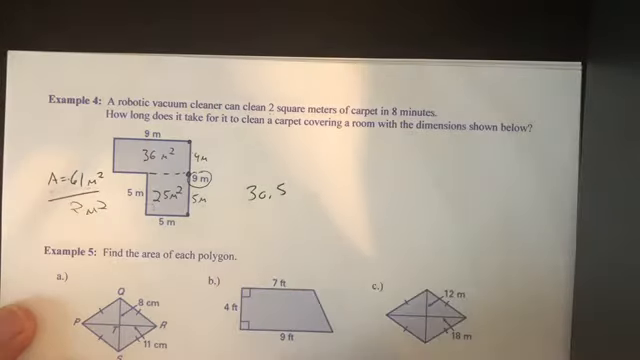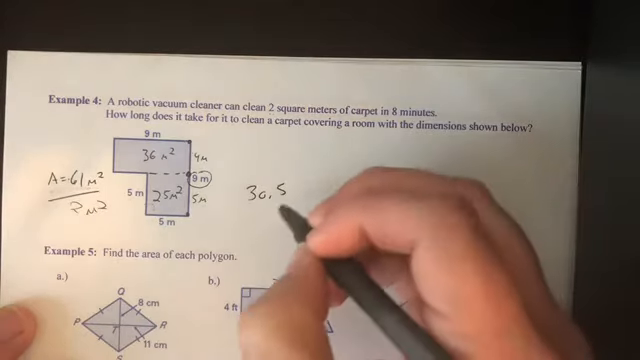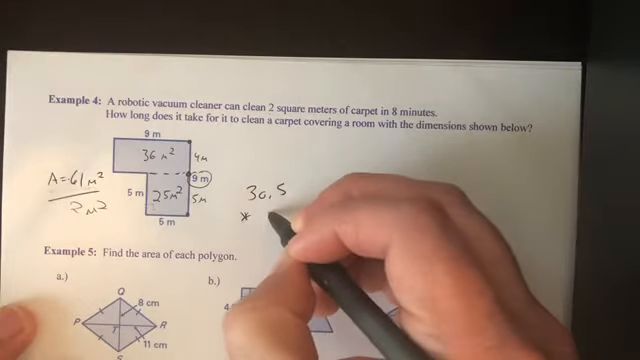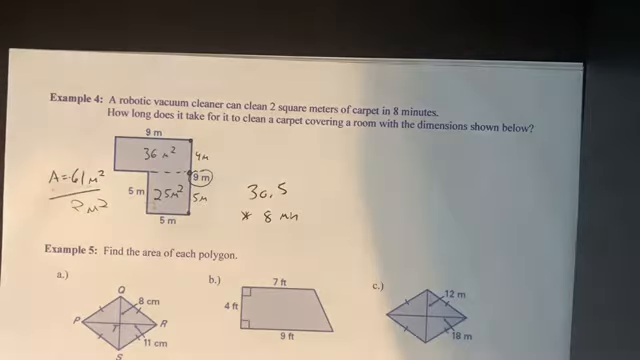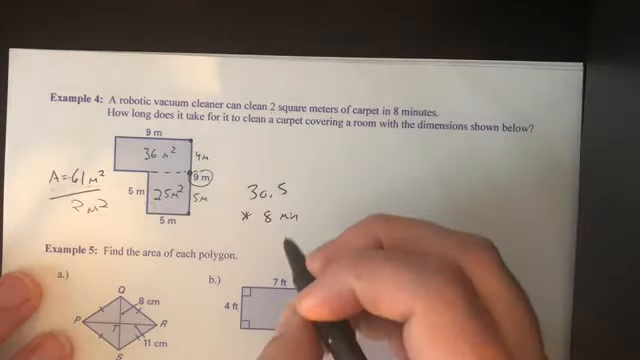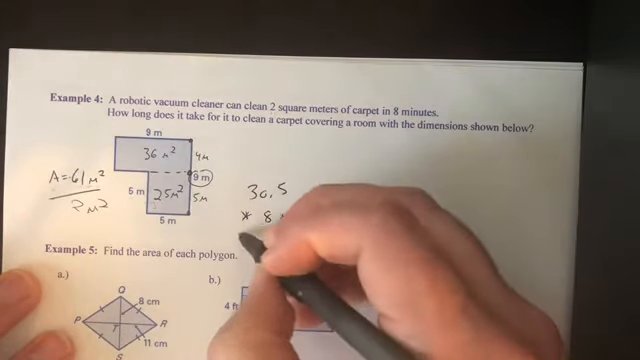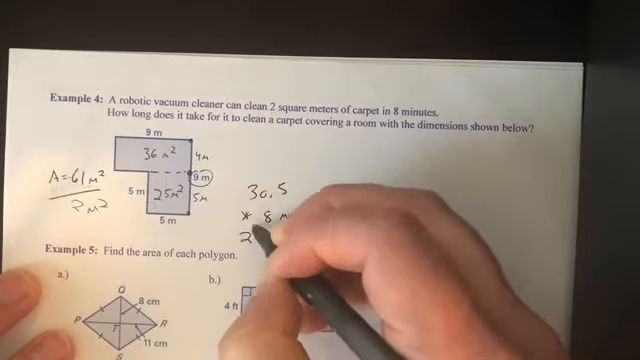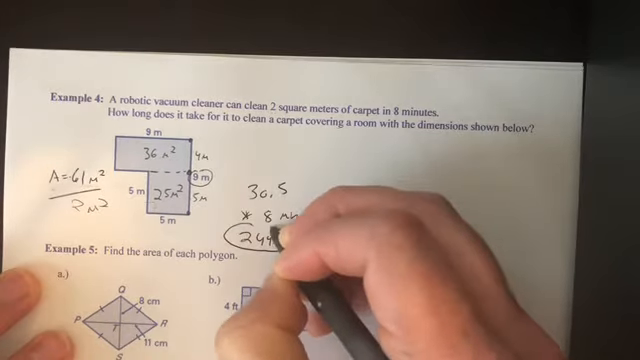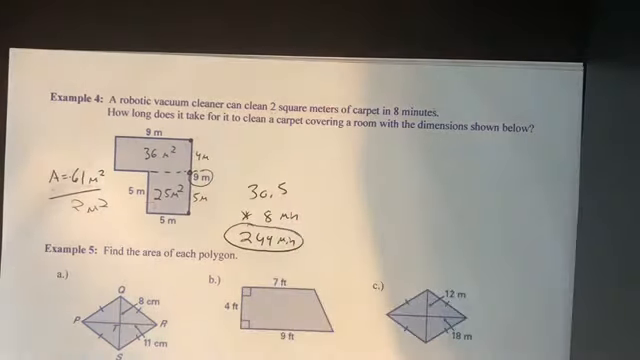And we're going to multiply 30.5 by 8 minutes. And so for the vacuum to clean that space, it's going to take the vacuum 244 minutes to clean that space.